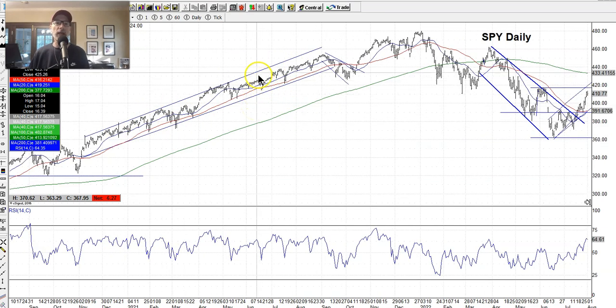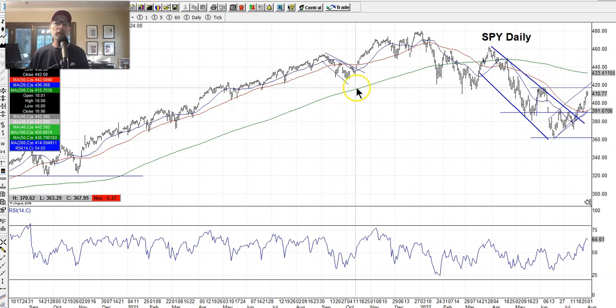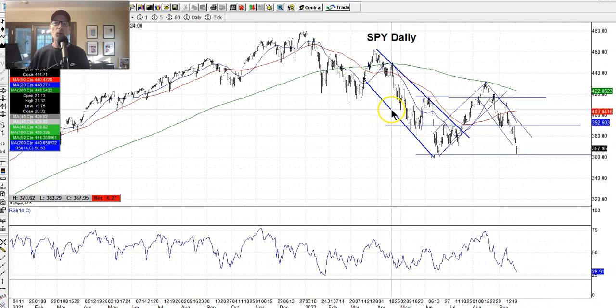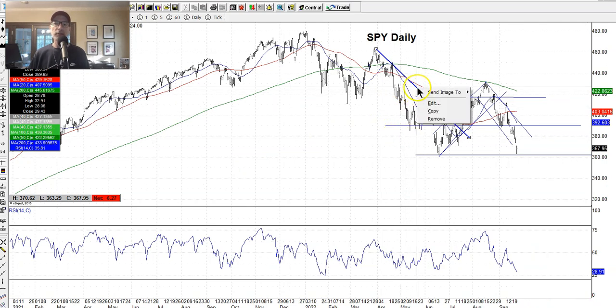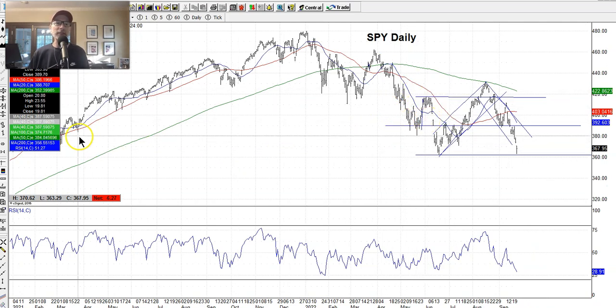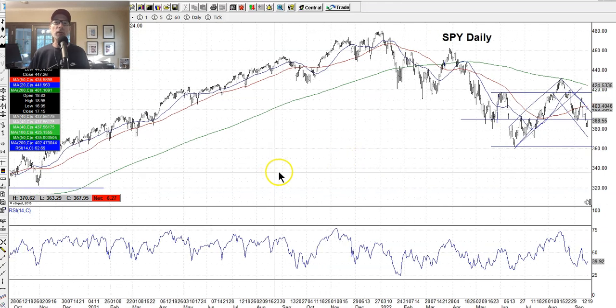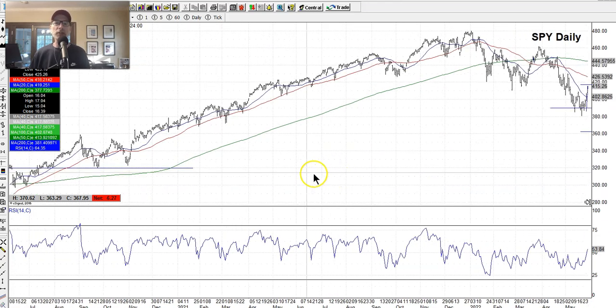These are things that are hand-drawn. We can remove these. And basically, the easiest way to explain how to do technical analysis for beginners is just to see which way the price action is moving. And what's price action? Price action is just where the stock price or index price is moving.